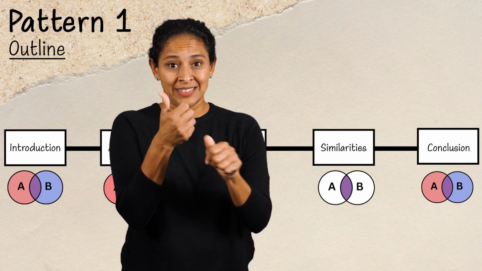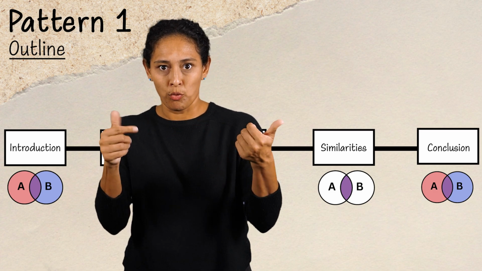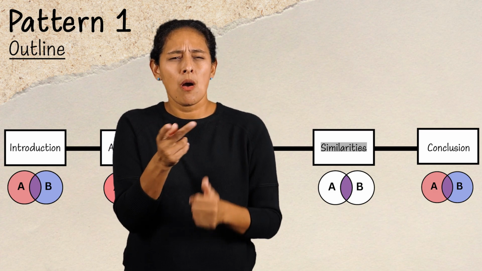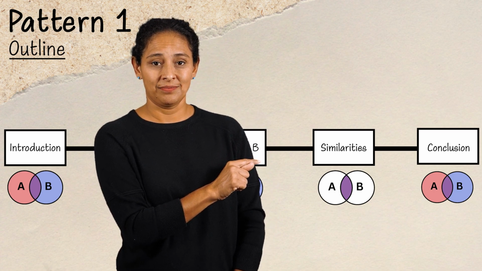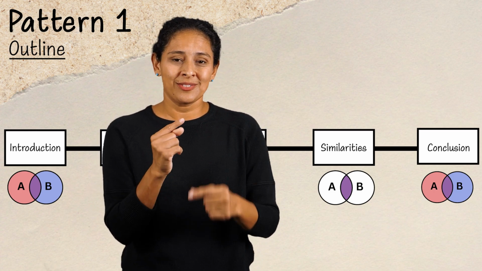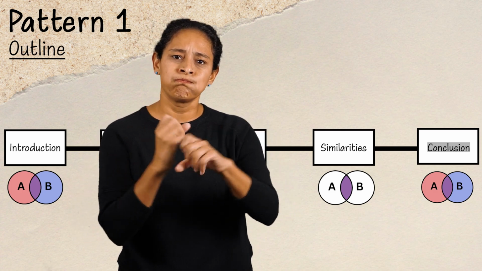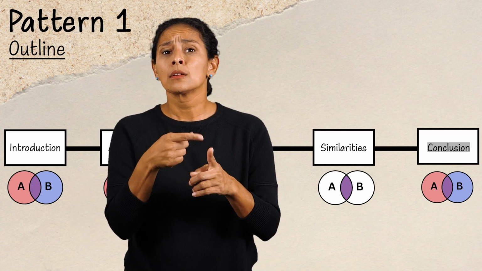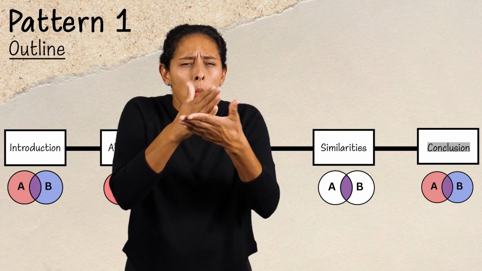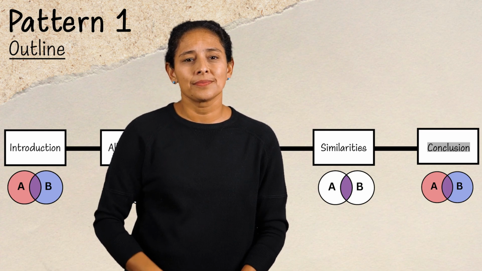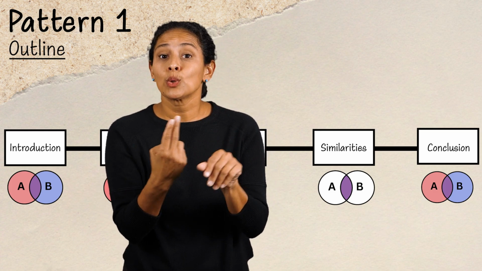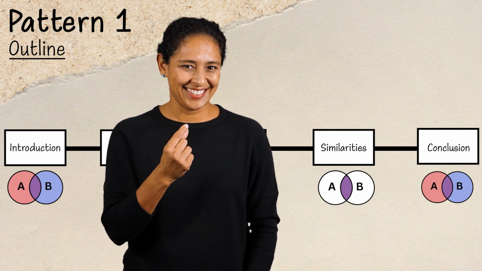After we describe each topic separately, we would start to compare them and describe how they are similar. Finally, we would conclude our writing mentioning important parts of our essay. Let's see how that would look with our example using dogs and cats.